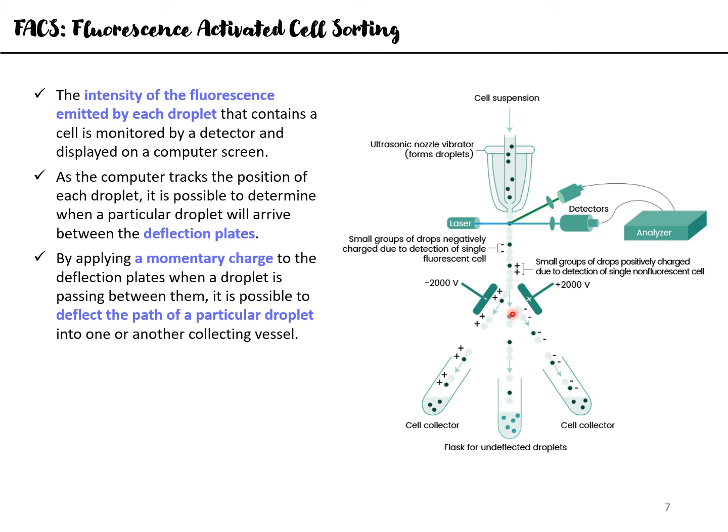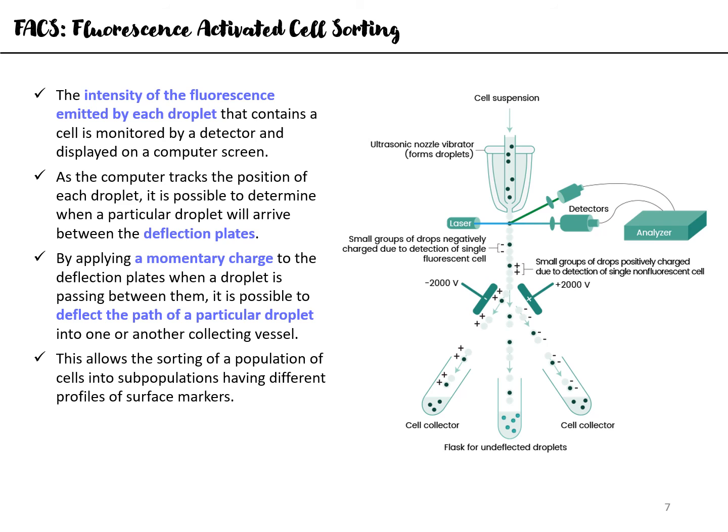So let me give the deflection plates such a charge that this fluorescent cell, which was negatively charged, will be collected in this specific collector, and so it will give the plates the charge. Okay. So this allows the sorting of a population of cells into subpopulations having different profiles of surface markers.